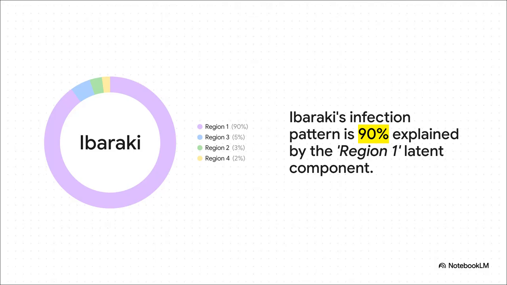And this is a perfect example of that soft clustering we talked about earlier. Take Ibaraki Prefecture, for example. The model says its infection pattern is about 90% explained by the dynamics of Region 1, but it's not 100%. It also has these little bits of influence from the other regions. This is so much more powerful than just saying Ibaraki is in Region 1. It captures the nuance of how these areas are interconnected in reality.